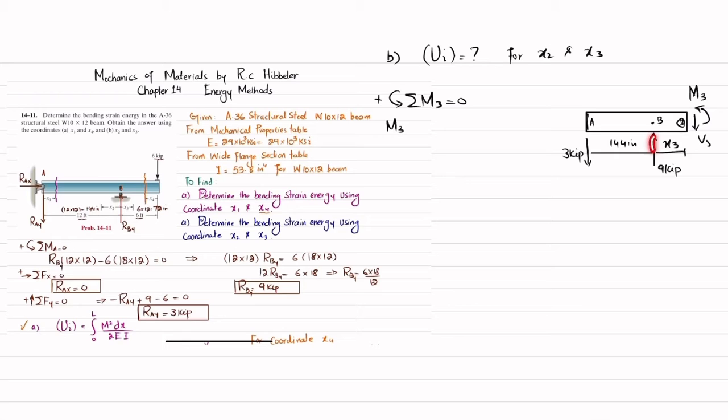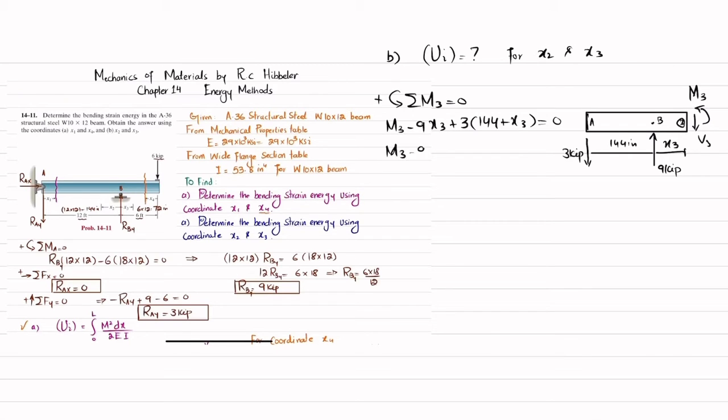The second moment is this 9 with perpendicular distance x3, and this is clockwise, so it will be negative. So minus 9 into x3. The last moment is due to this 3 kip force, and the perpendicular distance is 144 plus x3, and that will be counterclockwise, so it will be positive. So I will write plus 3 into (144 plus x3) is equal to 0.